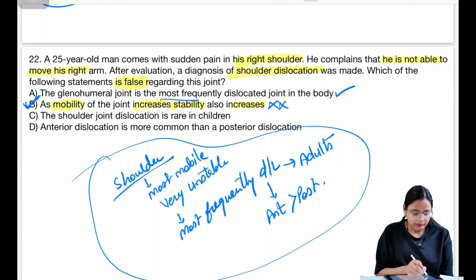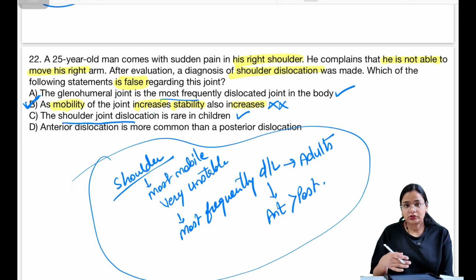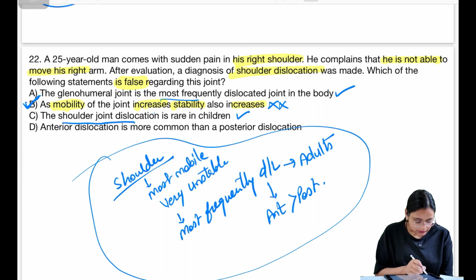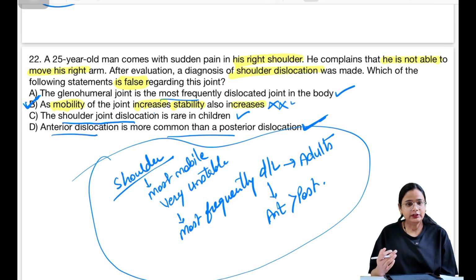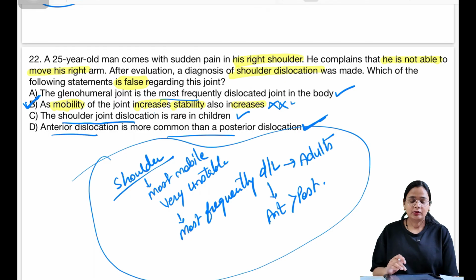The third statement says shoulder joint dislocation is rare in children, correct, because it is more commonly dislocated in adults. Anterior dislocation is more common than posterior dislocation. This is also correct. So the incorrect statement will be B. As mobility increases, stability should decrease, but here they have mentioned increases, so this is the answer.